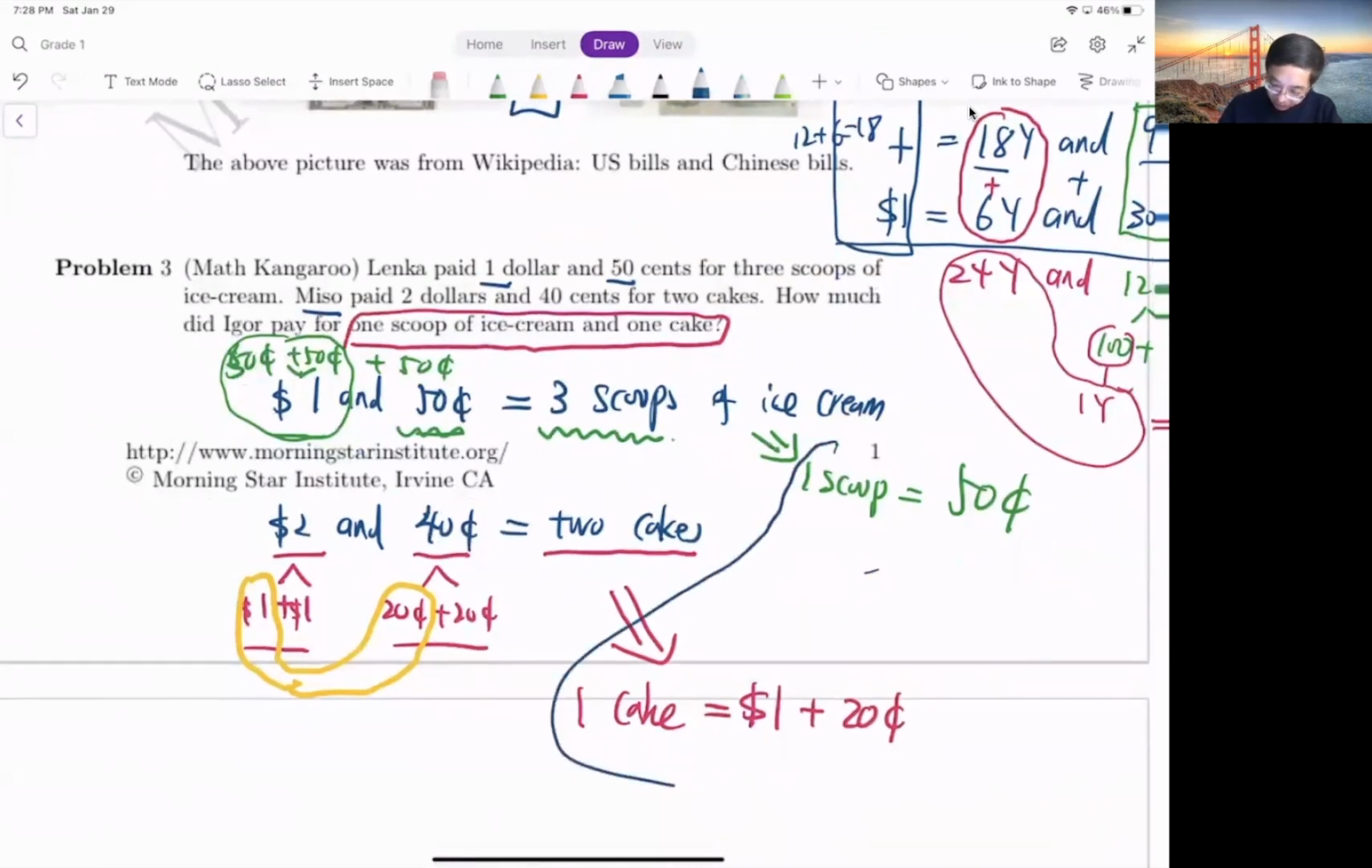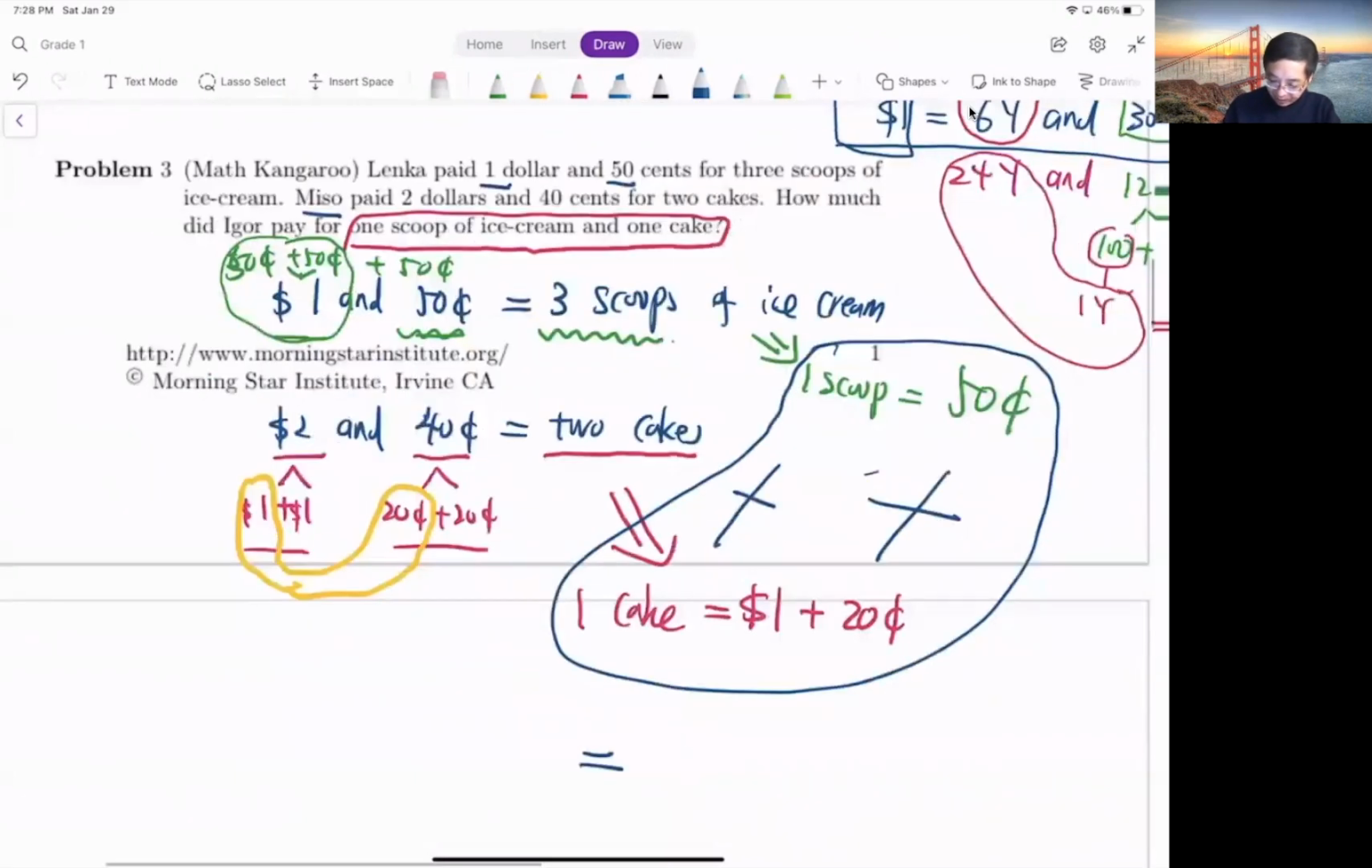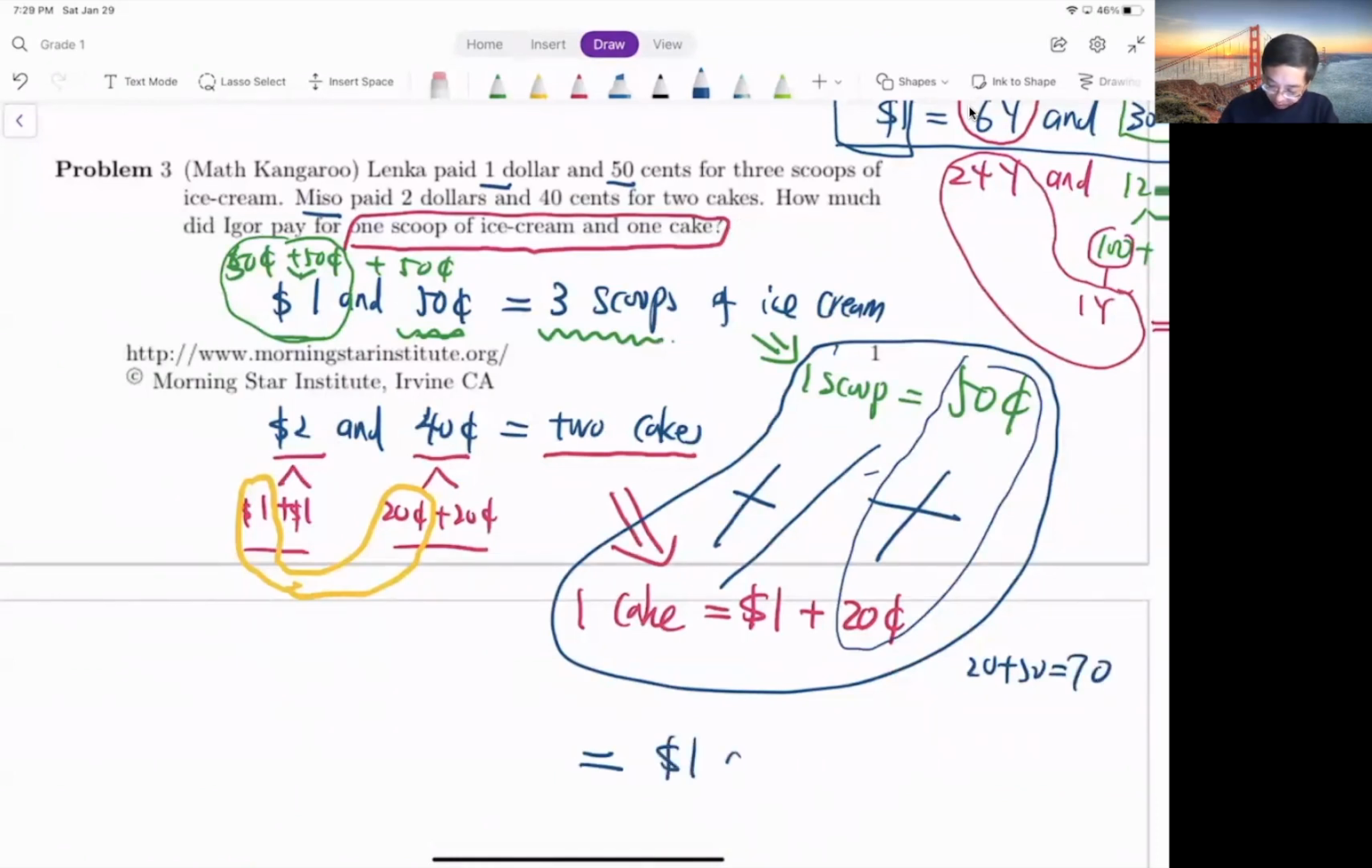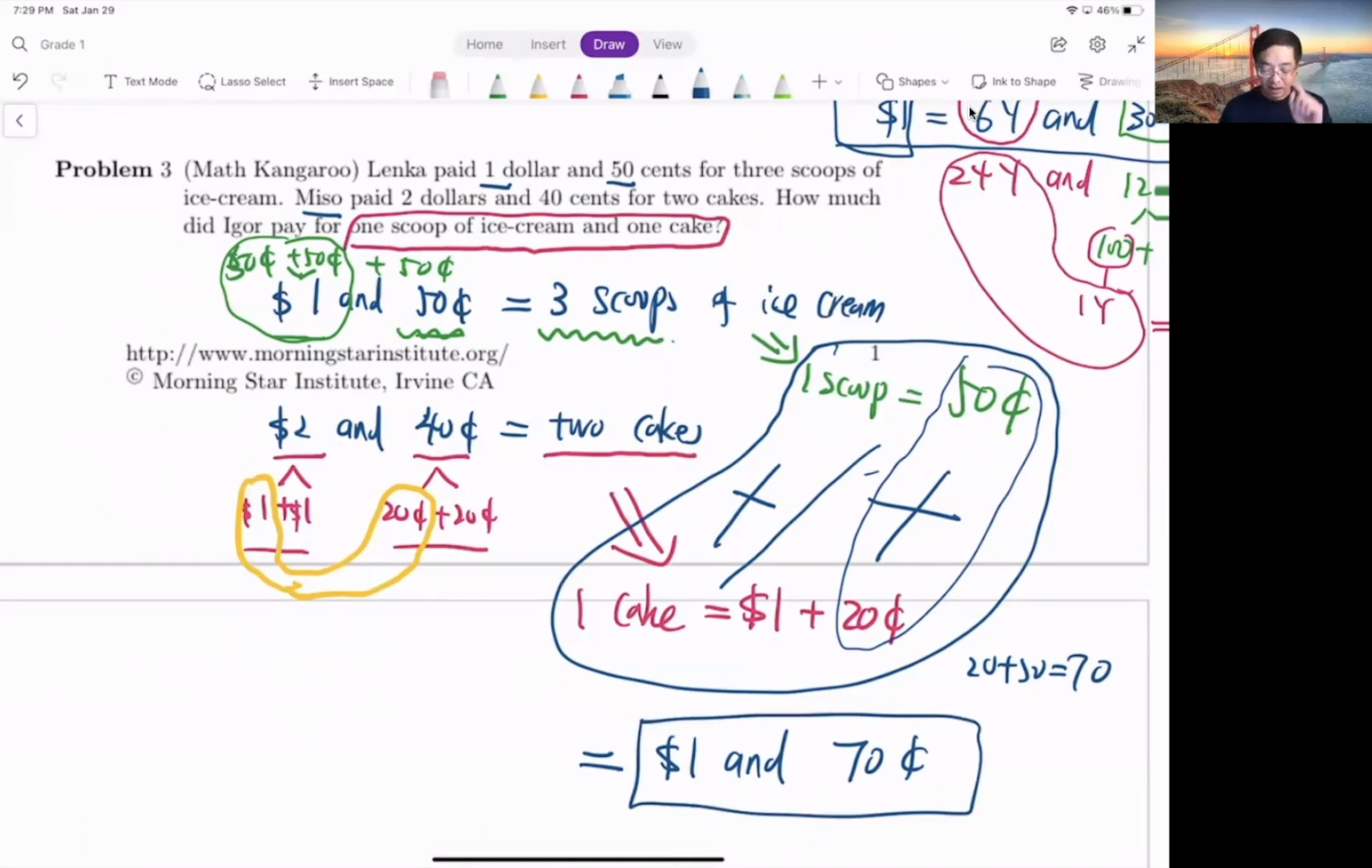1 scoop equals 50 cents. 1 cake is $1.20. So let's add them together, so that's combined. All right, so then you get what? You get 50 plus 20, so that's 70 cents, so $1.70. So this is what Lenda needed to buy 1 scoop of ice cream and 1 piece of cake, right? Okay.